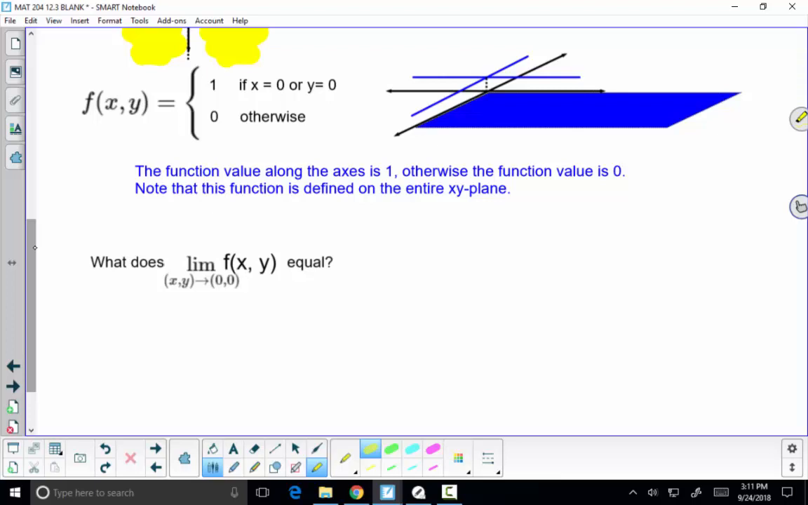Well, no, but you could approach from within the plane, and it'd be 0 all the way up to 0, 0. But if you approach from either of the axes, it's just 1 all the way. So the limits are unequal, so that has a non-existent limit.